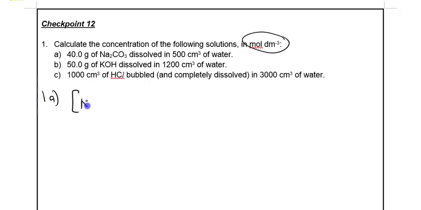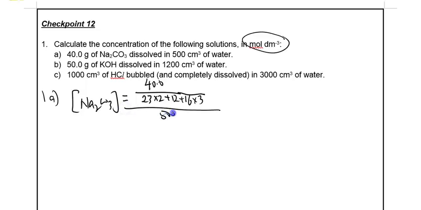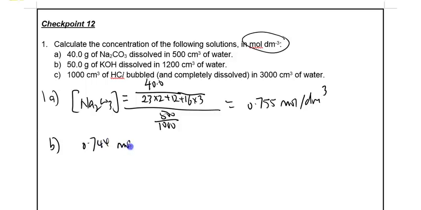So the concentration of Na2CO3 is simply the number of moles, which is mass over molar mass, 23 times 2 plus 12 plus 16 times 3, divided by the volume of water converted to dm³, and I have 0.755 moles per dm³. Okay, if you do likewise for B, you should get 0.744 moles per dm³.